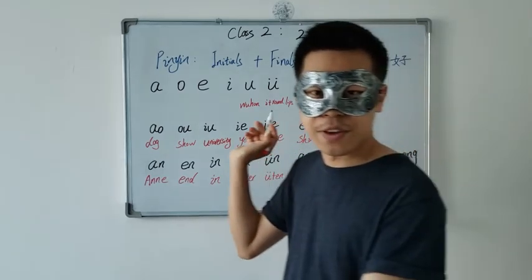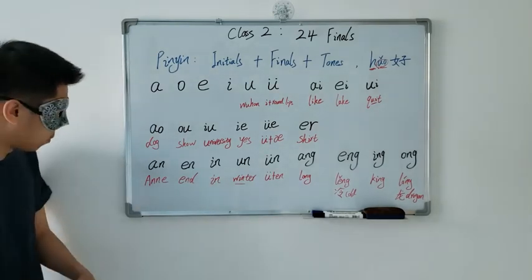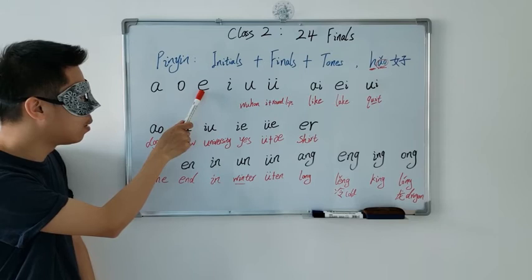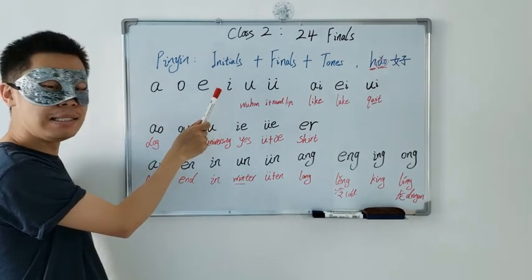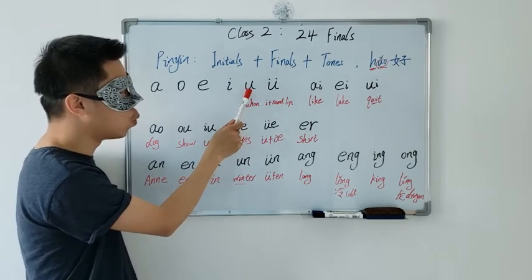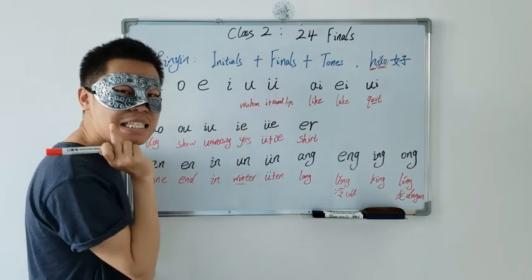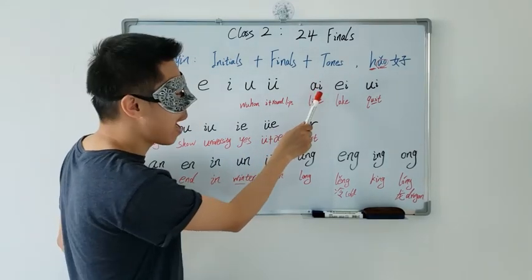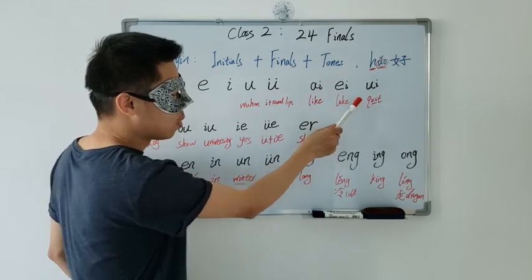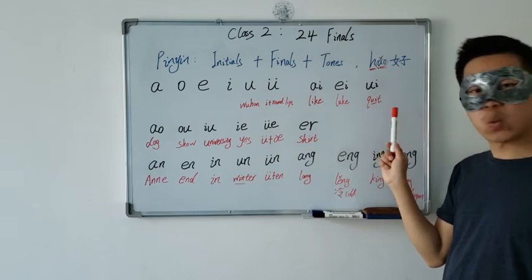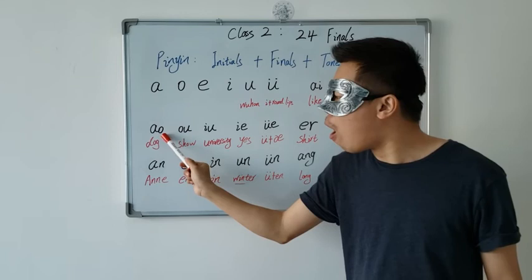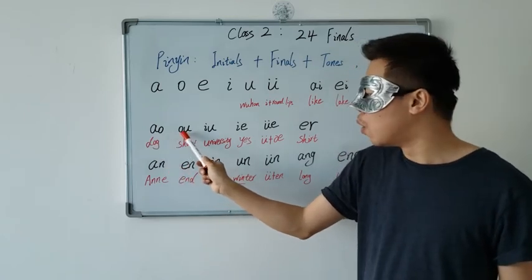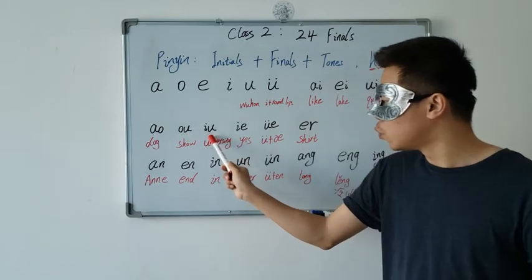Okay, let's do it again. Let's review all of them. The first one is o, i, u, Wuhan, yu, we quit, dog, show, university.